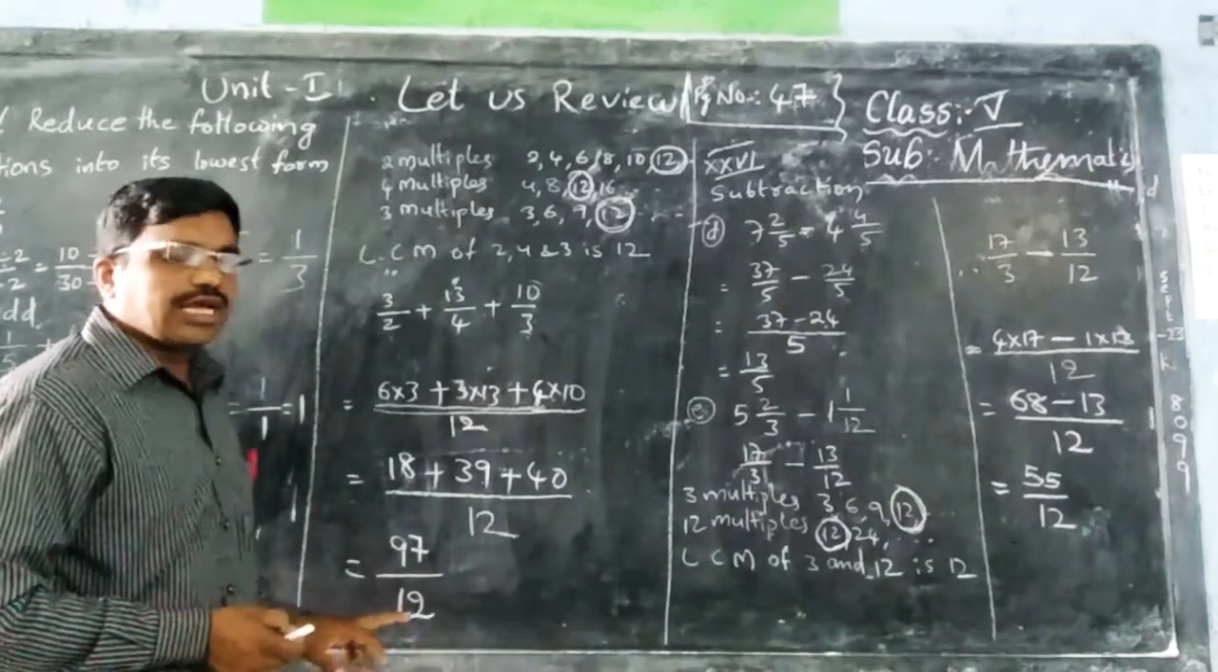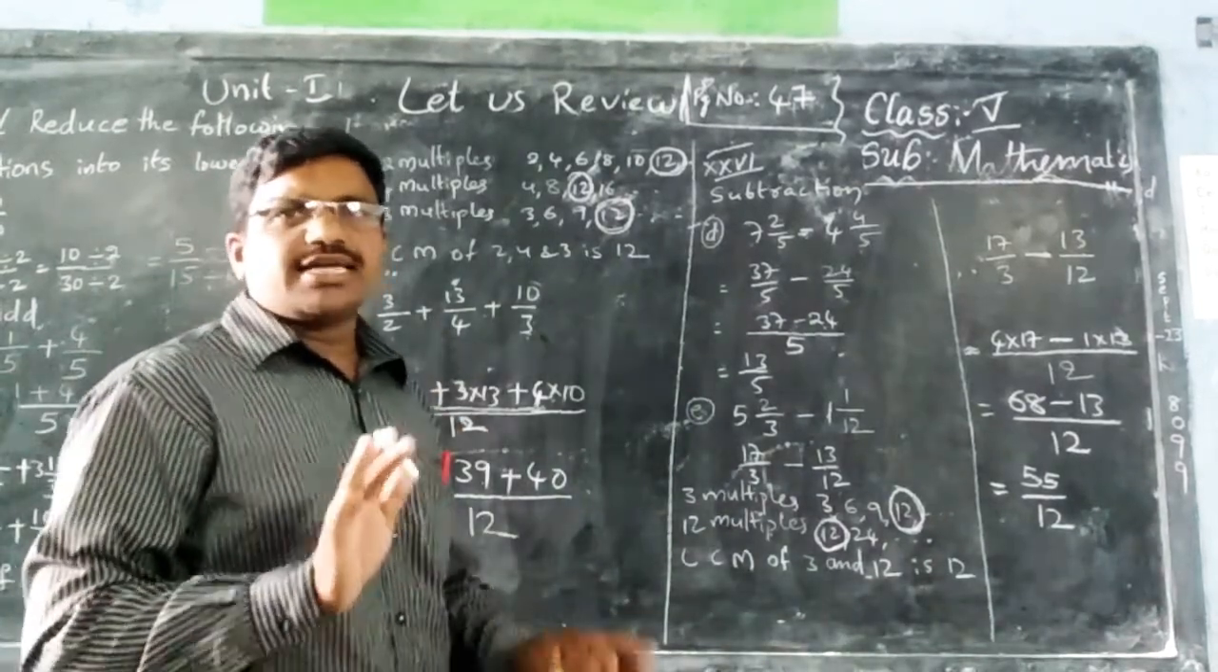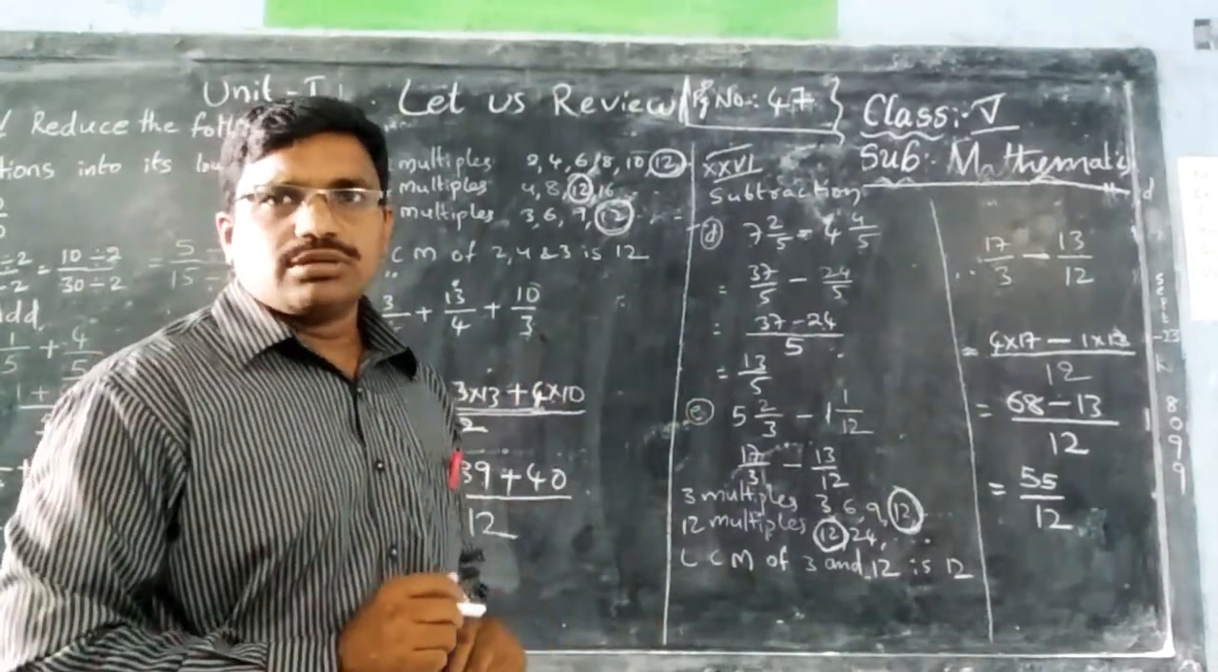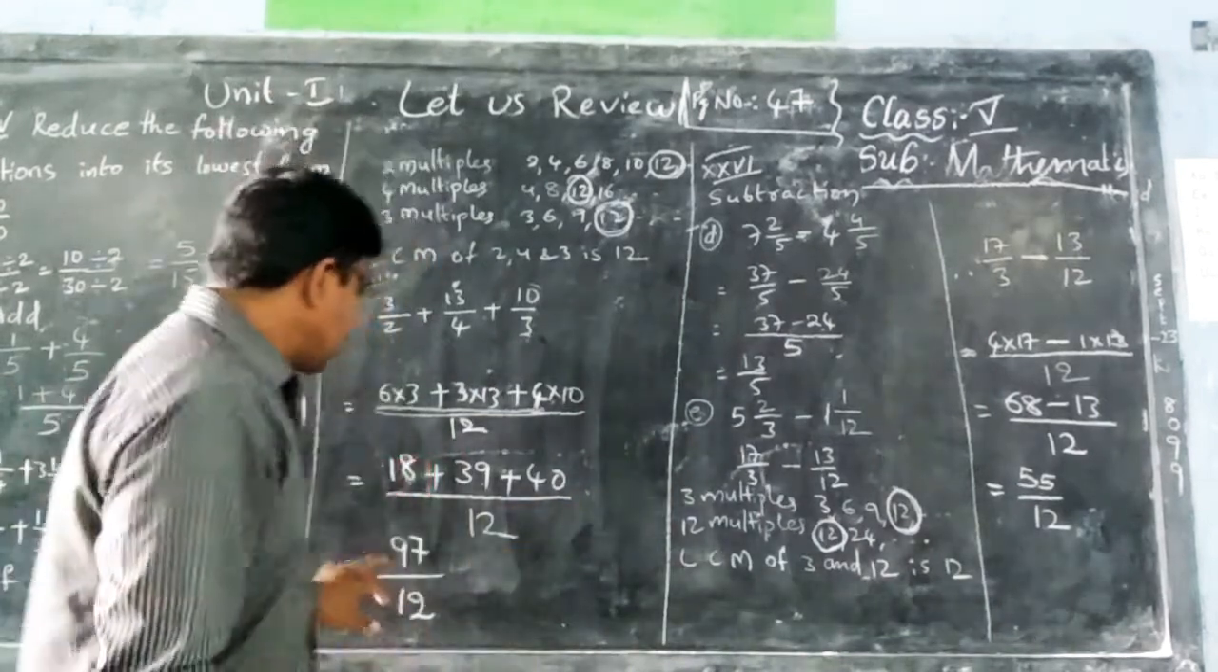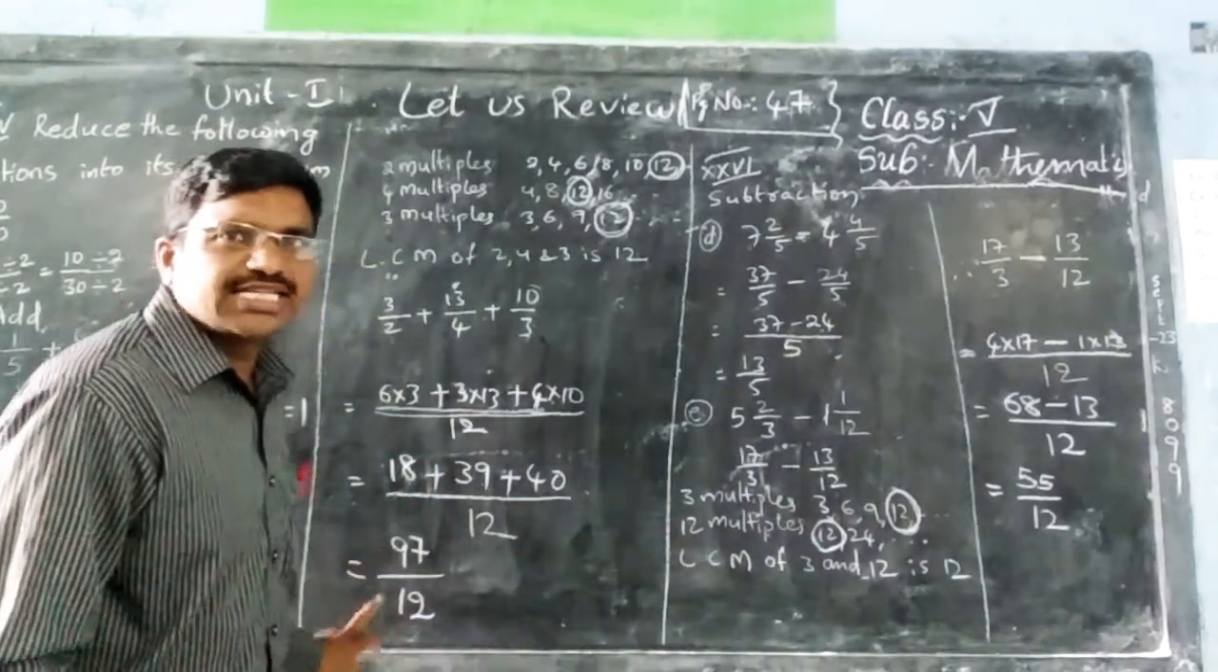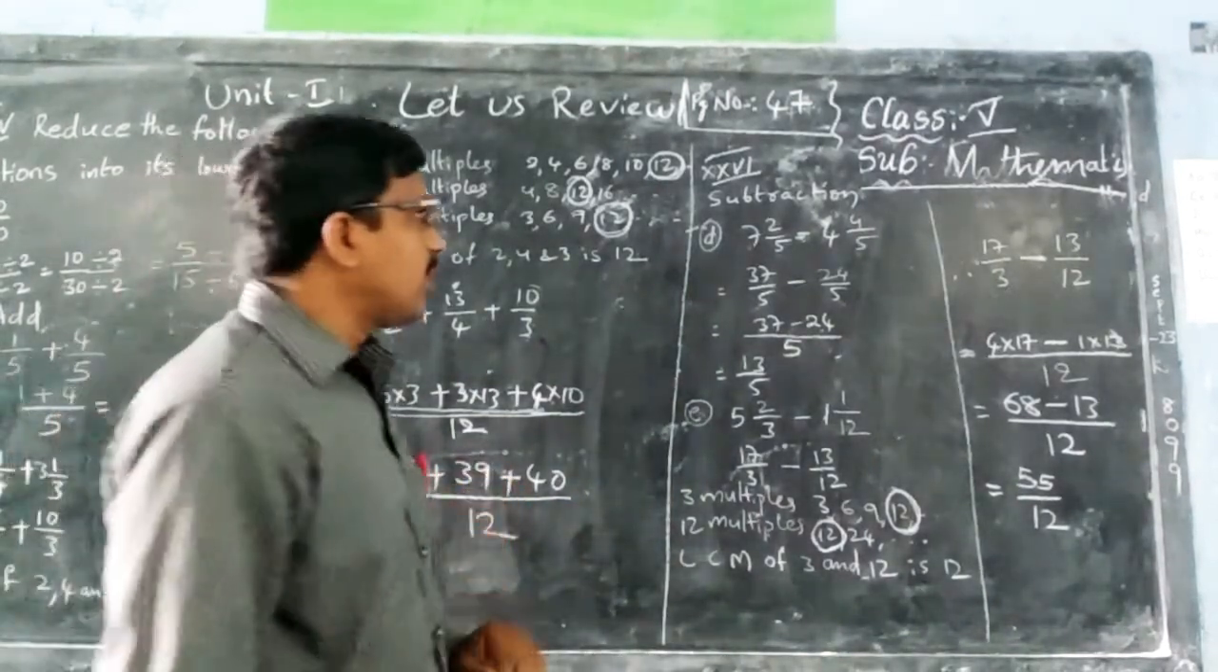So 97 and 12, the numerator and denominator do not have any common factor, common multiple. So it is in its lowest form. 97 by 12 is the lowest form.